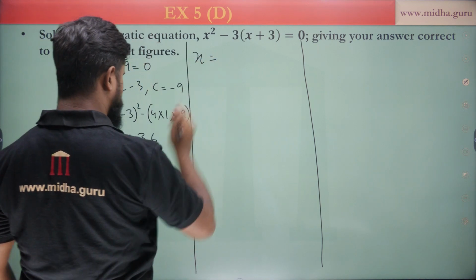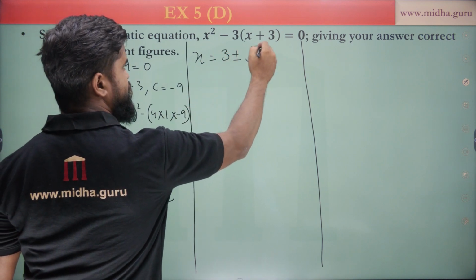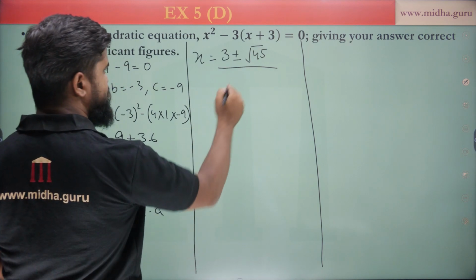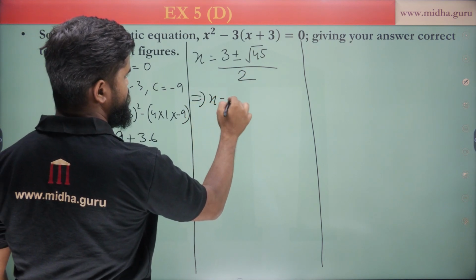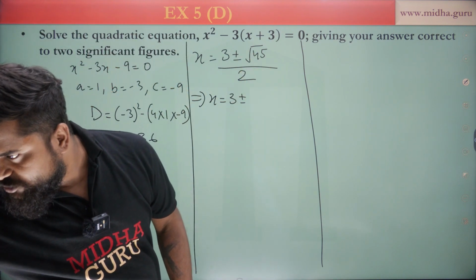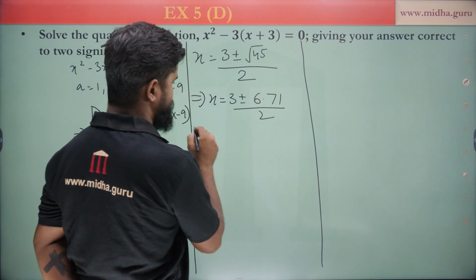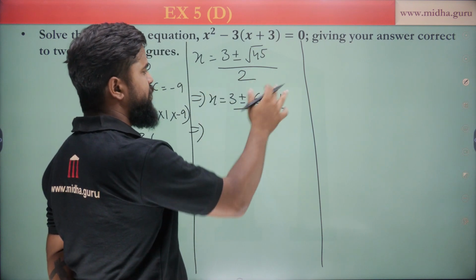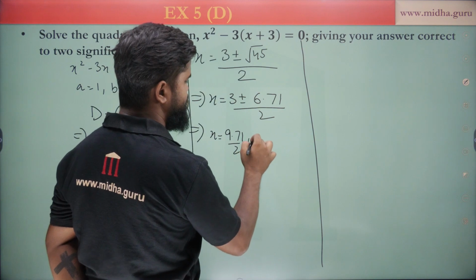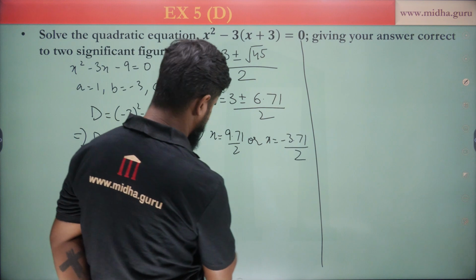We'll get x is equal to minus b, b being minus 3, this becomes 3, plus or minus the root of 45 divided by twice of a, a being 1, this will become 2. So 3 plus or minus. Now again, the root of 45 we do not know. So going back to our square root tables, we get 6.71 by 2. So if I do 3 plus 6.71, I get 9.71 by 2. And if I subtract 6.71 from 3, I get minus 3.71 by 2.